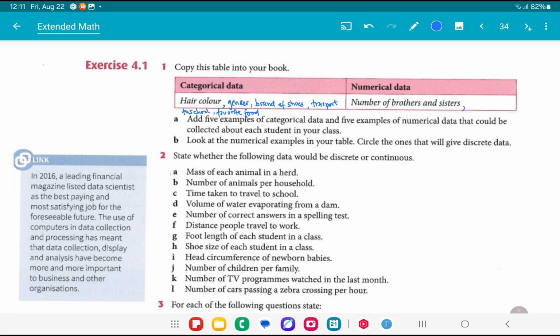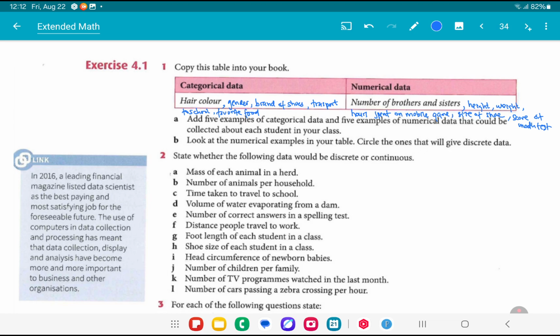And for numerical data, we can add example height, weight, next hours spent on mobile game, and then size of shoe, 1, 2, 3, 4, and maybe the next one, score of math test. Look at the numerical example in your table.